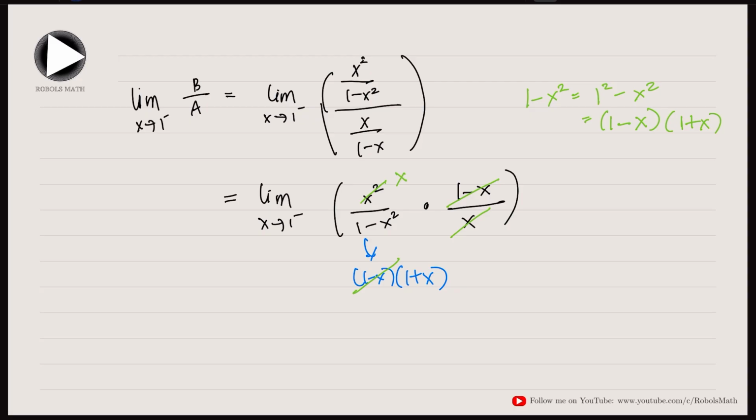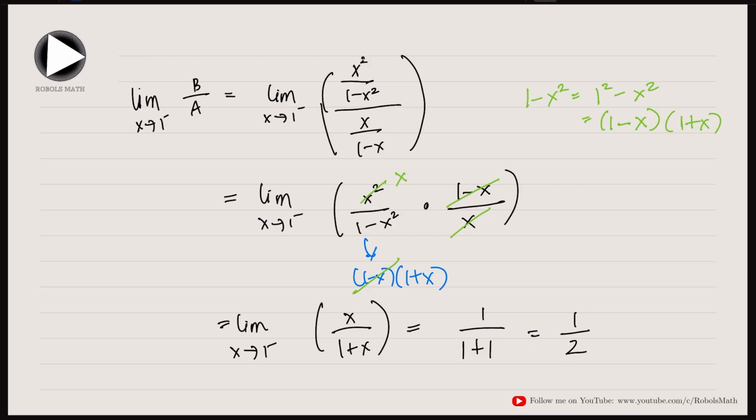Therefore, the entire thing becomes the limit of x over 1 plus x as x approaches 1 from the left, which is simply 1 over 1 plus 1, or 1 half. That's our final answer for this problem.